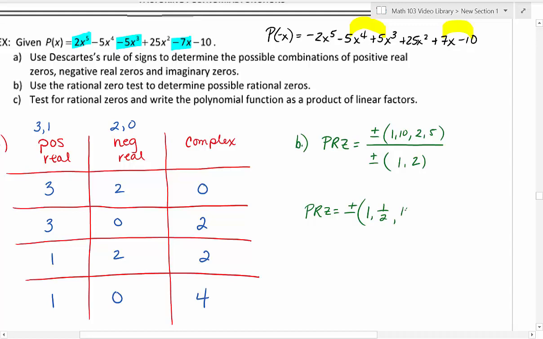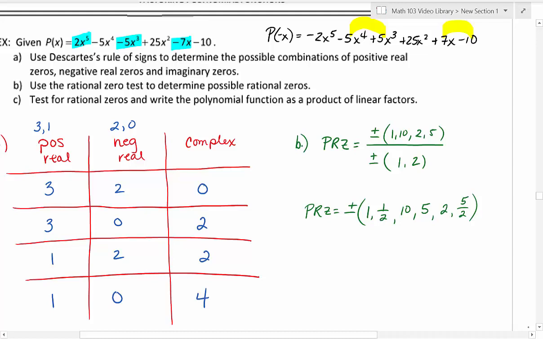10 over 1 is 10. 10 over 2 is 5. 2 over 1 is 2. 2 over 2 is 1, which is already on the list, so I'm not going to repeat it. 5 over 1 is 5, also on the list, so I'm not going to repeat it. And then 5 over 2 is 5 halves, not on the list. So here's our list of possible rational zeros: plus or minus 1, 1 half, 10, 5, 2, and 5 halves.